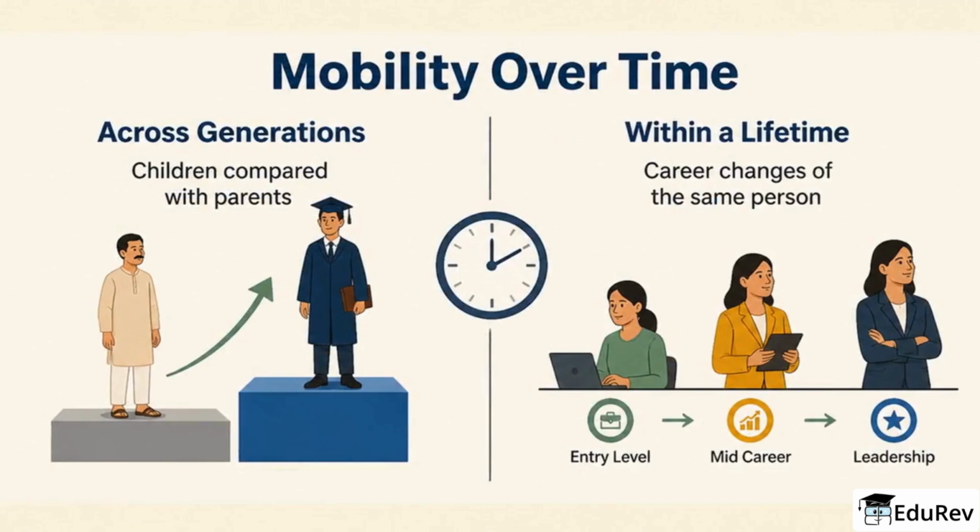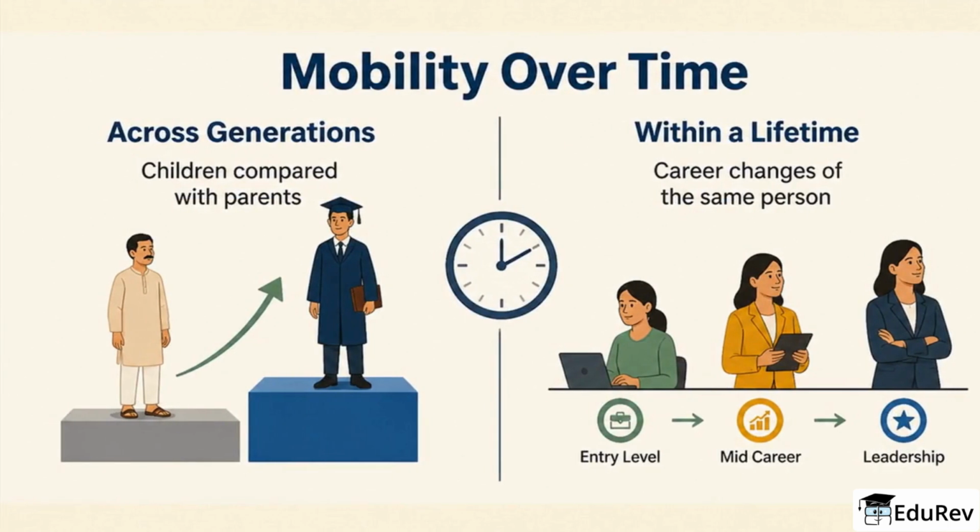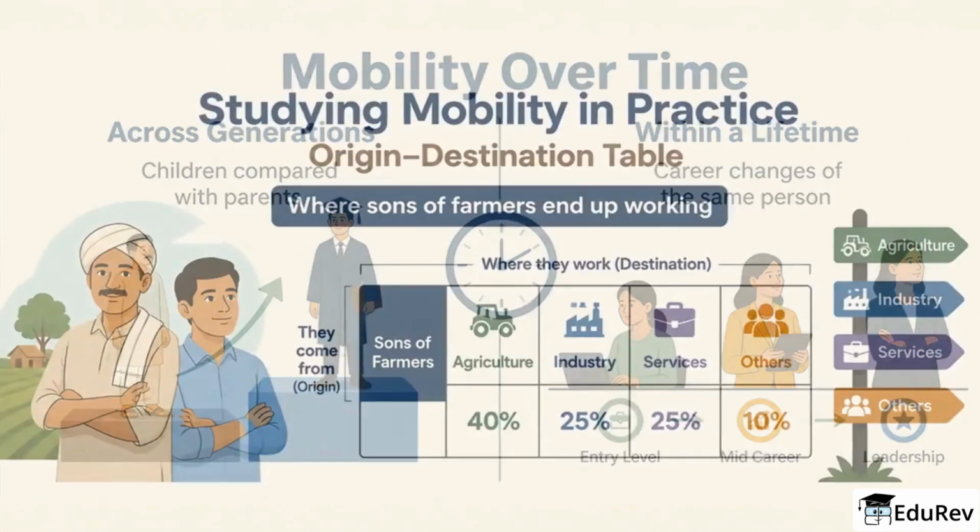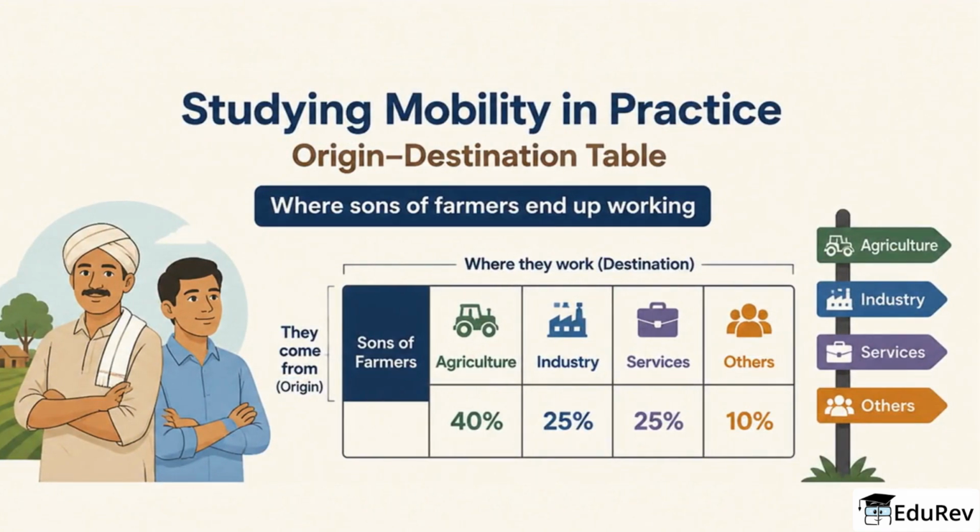We also measure mobility in time. Intergenerational mobility compares children with parents, while intragenerational mobility tracks a person's own career changes over their lifetime. Now, how do sociologists study mobility in practice?